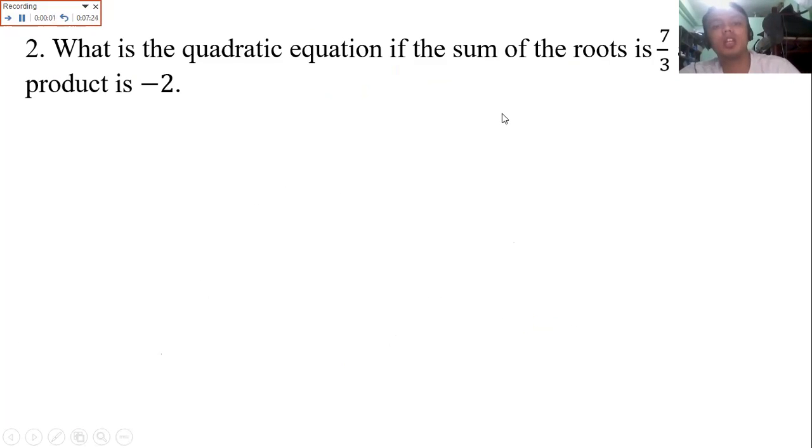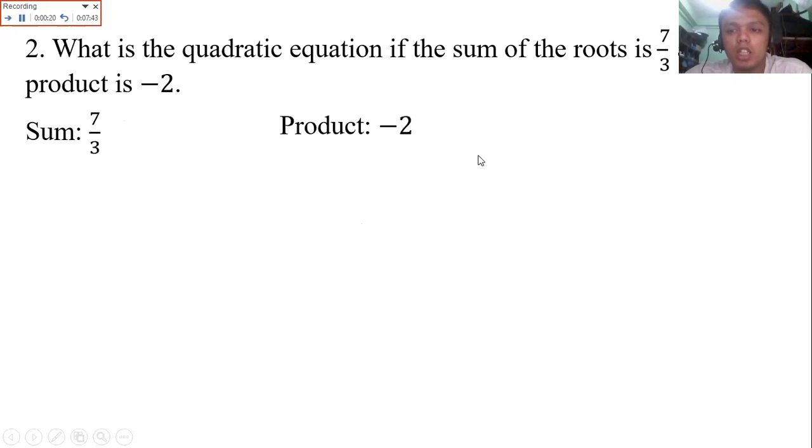Next, what is the quadratic equation if the sum of the roots is 7/3 and the product is negative 2? This time, sum at saka product na mismo ang given. Hindi na natin kailangan hanapin yung product at saka yung sum kasi given na dito. So how can we find the quadratic equation? Your sum here is 7/3 and then yung product is negative 2.